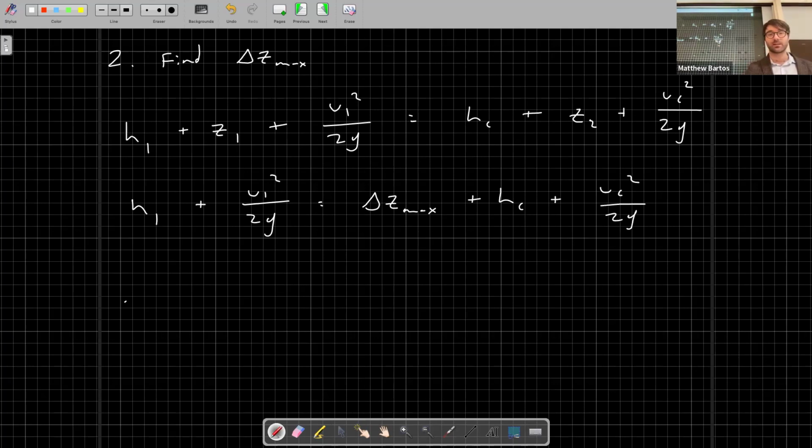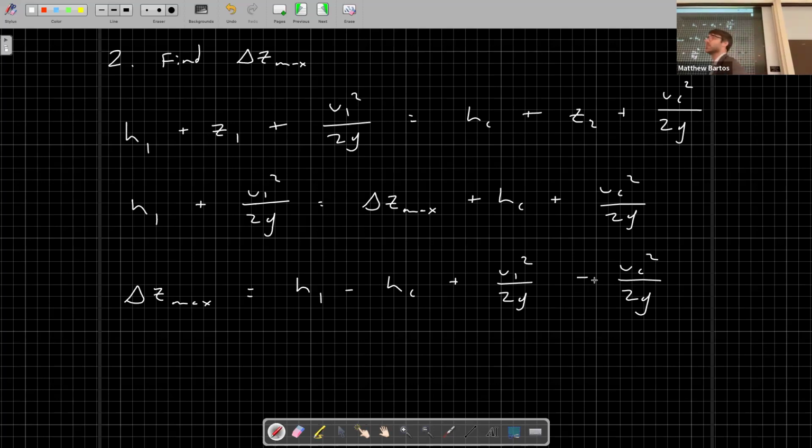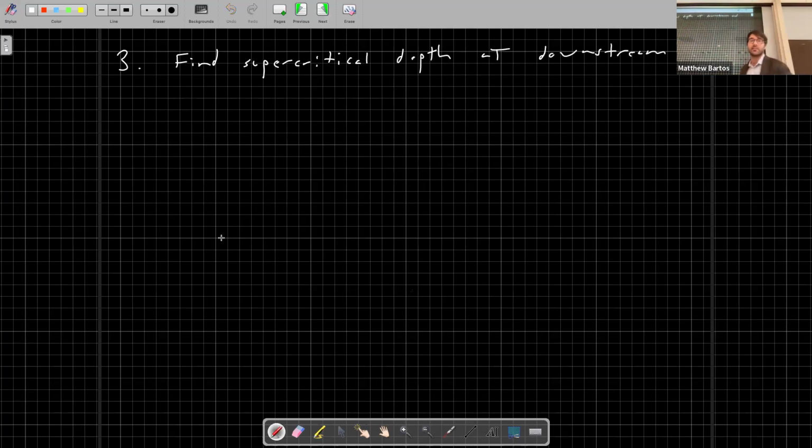And then we can rearrange explicitly for delta Z max. We know all of the other variables because we have the critical depth. We'll have H1 minus HC plus U1 squared over 2G minus UC squared over 2G. And we can compute this velocity from the discharge and the critical depth. All right, finally, find the supercritical depth at the downstream end. So what was the key point or the key fact that you needed to solve this problem? I mentioned it last time in class.